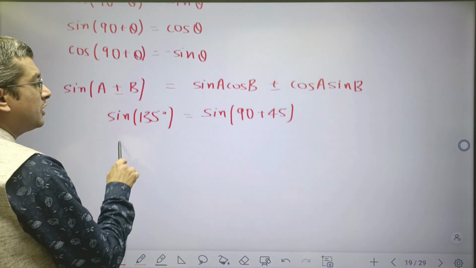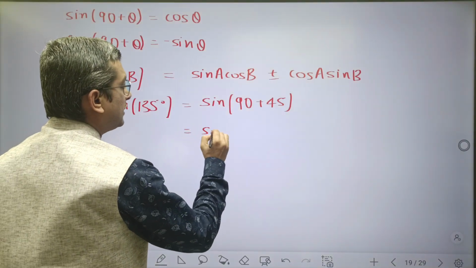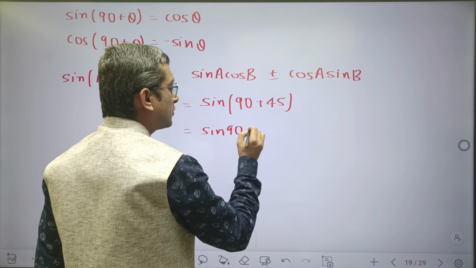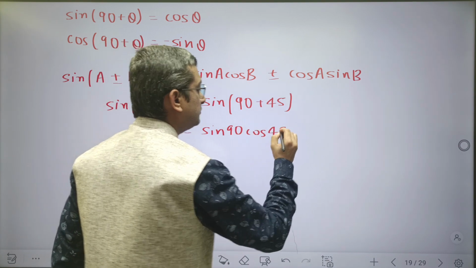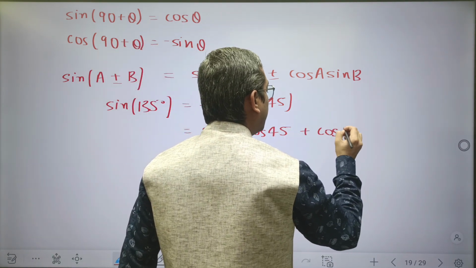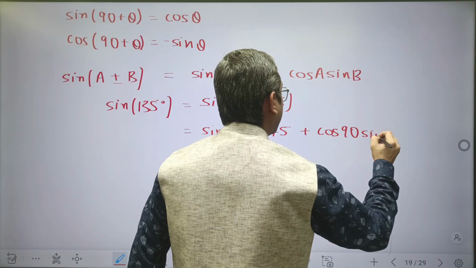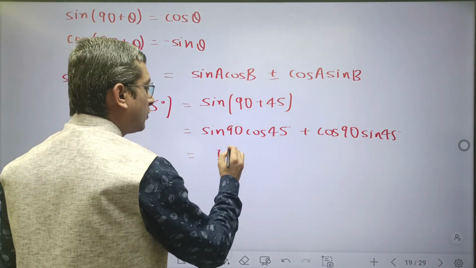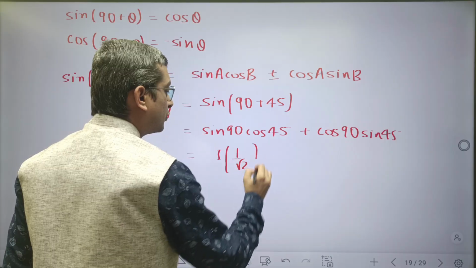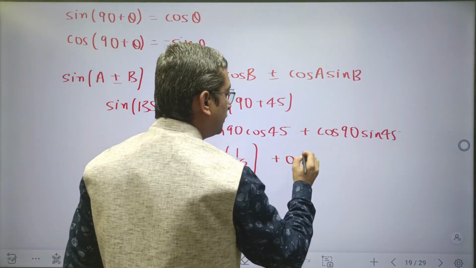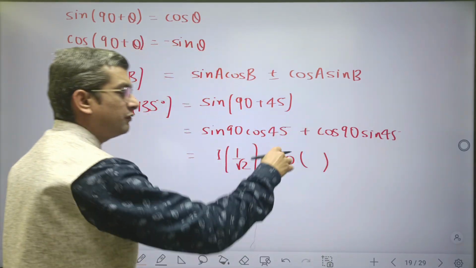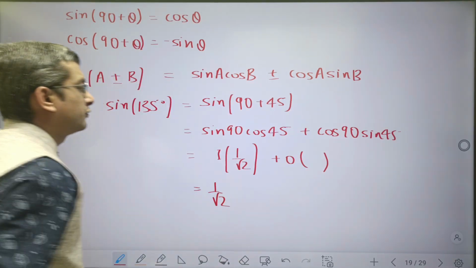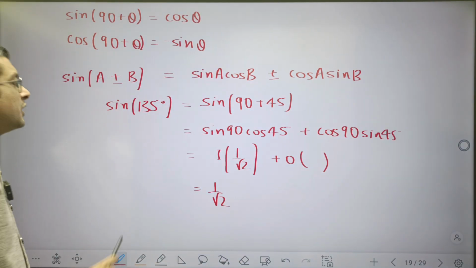Now apply this formula. Here A is 90 degree, B is 45 degree. So sine A cos B plus cos A sine B. Here sine 90 is 1, cos 45 is 1 by root 2, plus cos 90 is 0, and whatever comes in this bracket will be 0. So the final answer is 1 by root 2. So in this way you can use this formula.